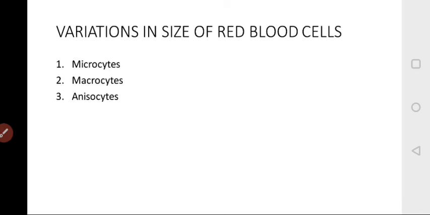Number 1, microcytes. Microcytes are present in: number 1, iron deficiency anemia. Number 2, prolonged forced breathing. Number 3, increased osmotic pressure in the blood. These are the conditions where there are microcytes. Another condition, macrocytes. Macrocytes are present in megaloblastic anemia and decreased osmotic pressure in the blood. Now, anisocytes occur in pernicious anemia.